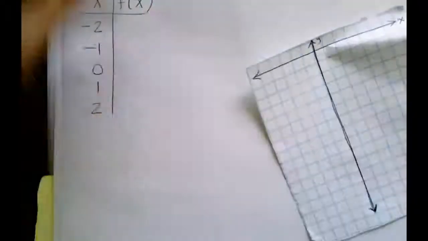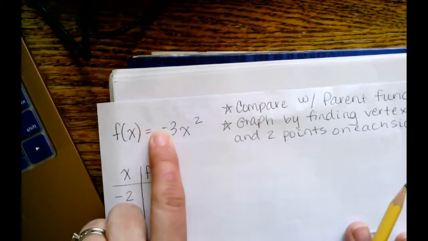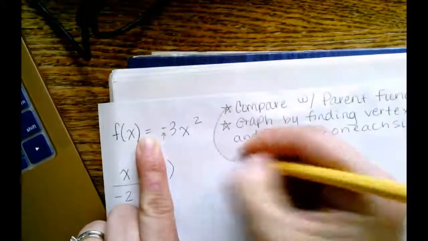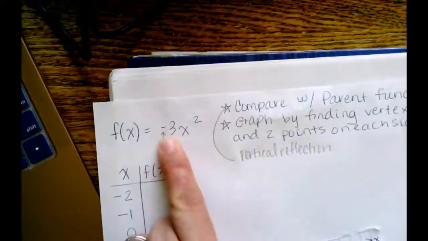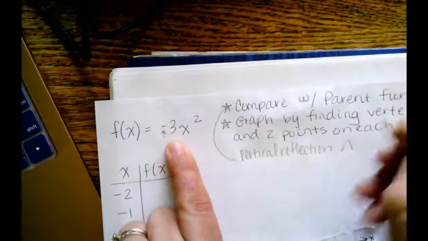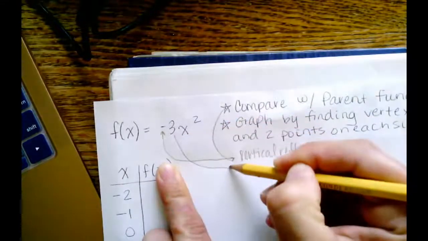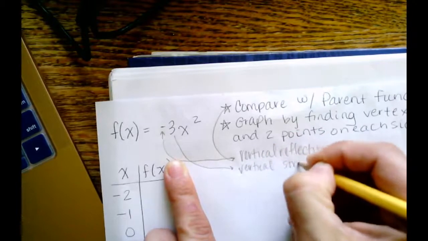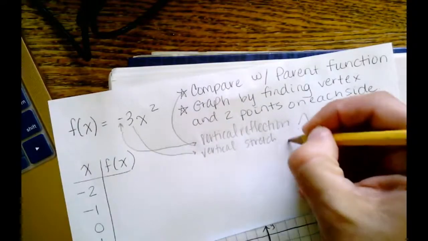So when you graph, you are going to take the function you're given, and the first thing they want you to do is compare it with a parent function. So if I look at this, I know that this negative tells me that I am going to have a vertical reflection because it's negative. So it's going to be flipped this way. And the 3 tells me that I'm going to have a vertical stretch because that's a number greater than 1. So I'm going to have a vertical stretch. So it's going to be upside down and it's going to be skinny.